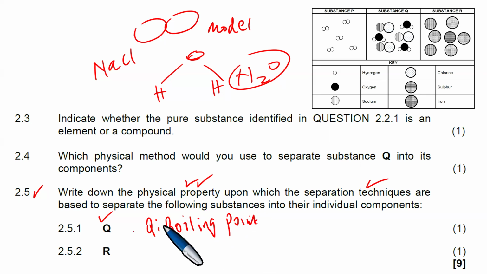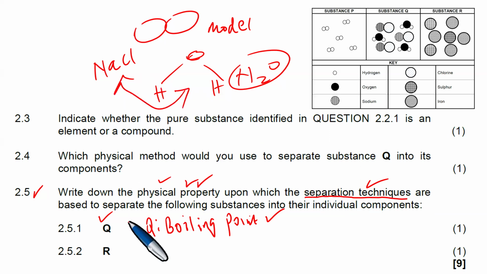So we use the notion of the boiling point, because you need to write down the physical property upon which the separation techniques are based to separate the following substances into their individual components. So to separate water and salt, we use the notion of boiling point. That's called the physical property, and that is a separation technique. Why is it a separation technique? Because it is able to separate the water from the salt. You can have the water aside and the salt aside because of evaporation.